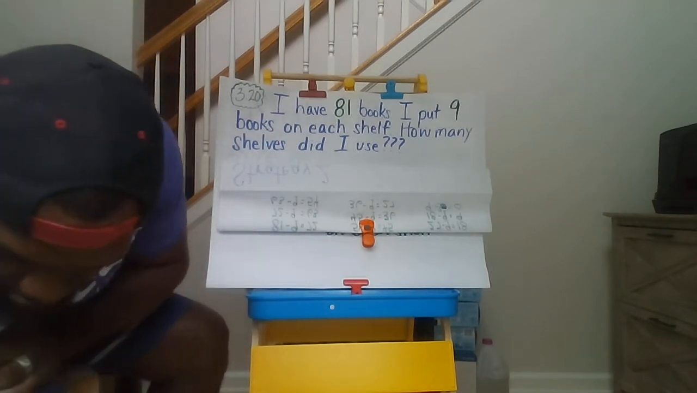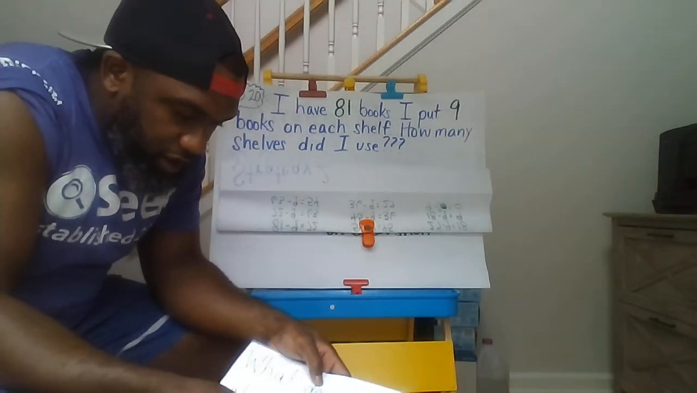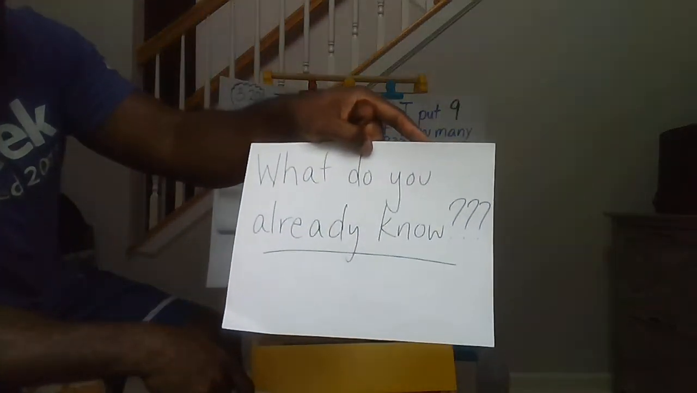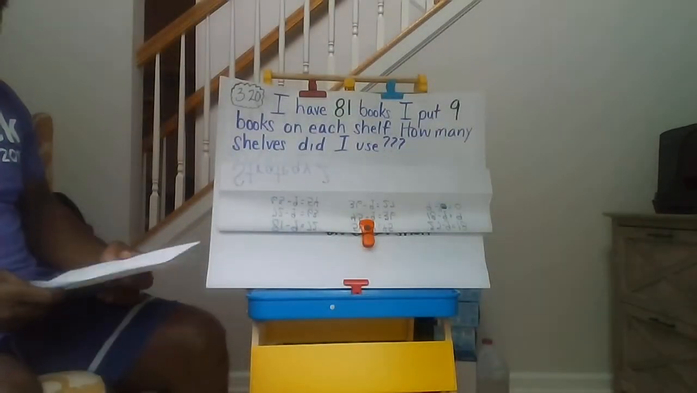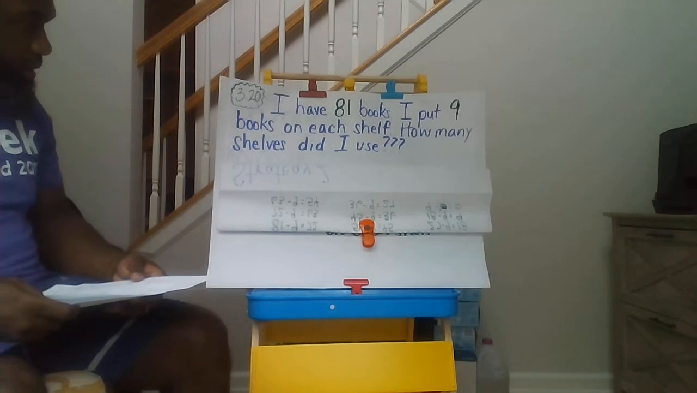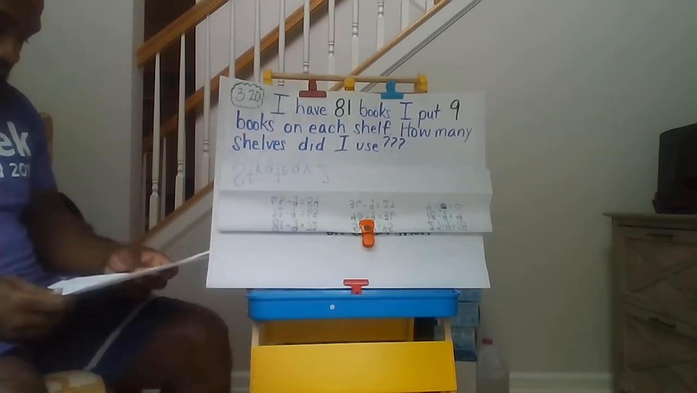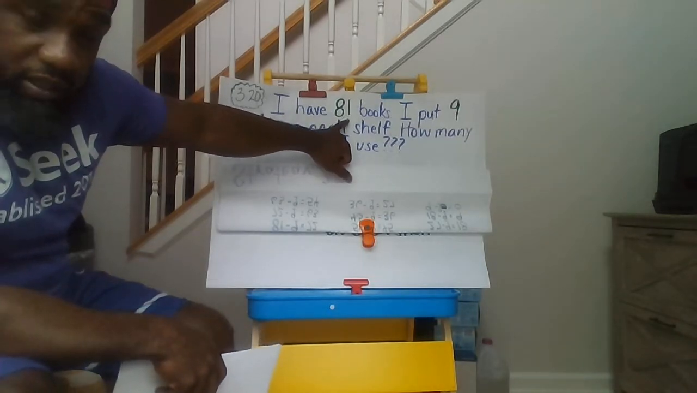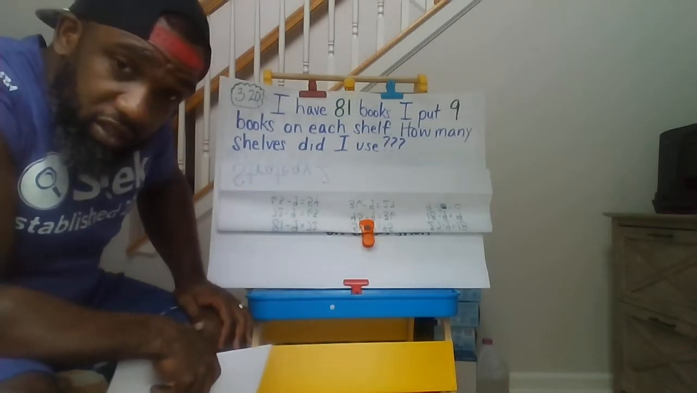Okay, so before we jump in, I have 3 questions for you. Question number 1. What do you already know? Let's look at that problem again. Think. What do you already know? All right, you are correct. You know that you have 81 books, and you know that you have to put 9 books on each shelf. That's what we know.